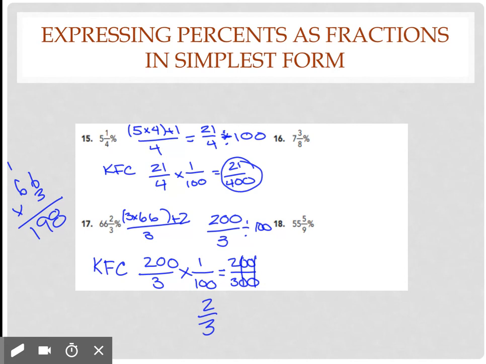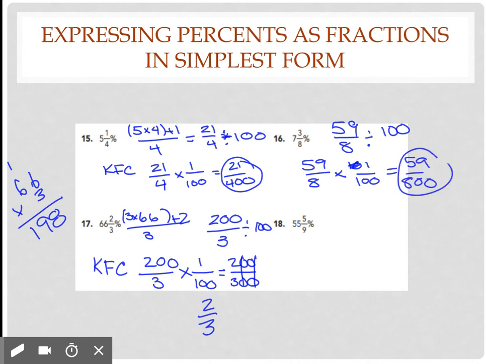So turning 16 into an improper fraction, I would get 59 over 8. If I divide by 100, what I do is 59 over 8 times 1 over 100. And I get 59 over 800. And that's actually in simplest form too. 59 is a prime number.